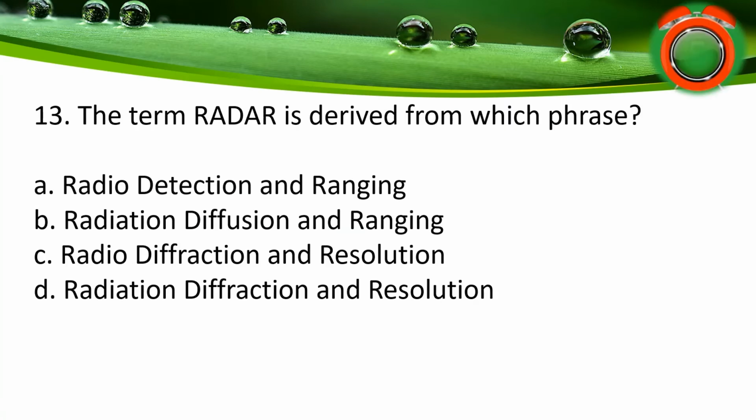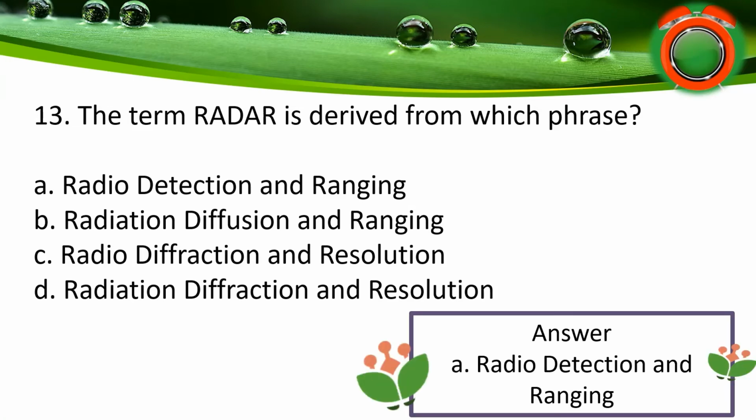Number 13 question. The term radar is derived from which phrase? A. Radio detection and ranging. B. Radiation diffusion and ranging. C. Radio diffraction and resolution. D. Radiation diffraction and resolution. The correct answer is A.